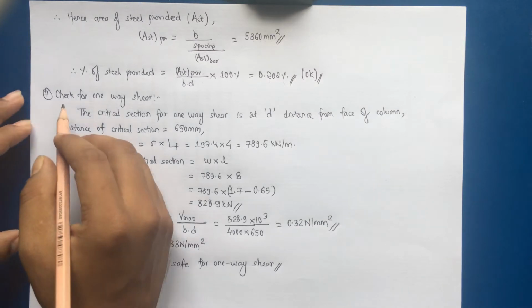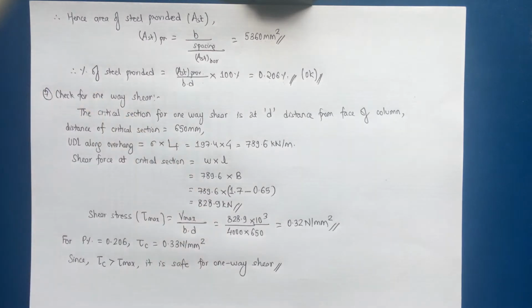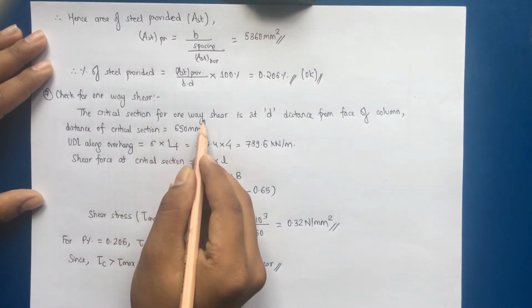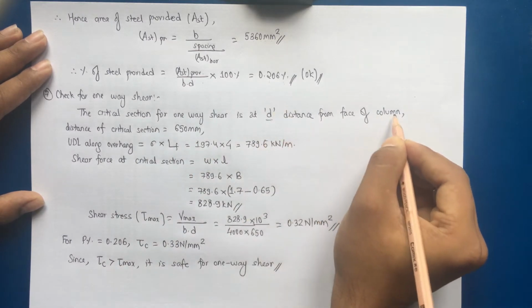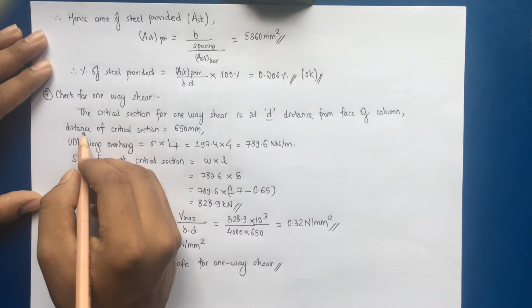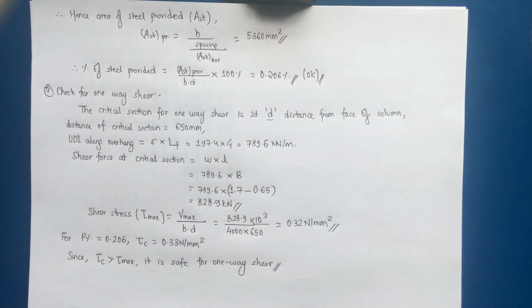SP16. Now the next step is to check for one-way shear. The critical section for one-way shear is at a distance d, that is the depth, from the face of the column. So now let us see in the figure again.